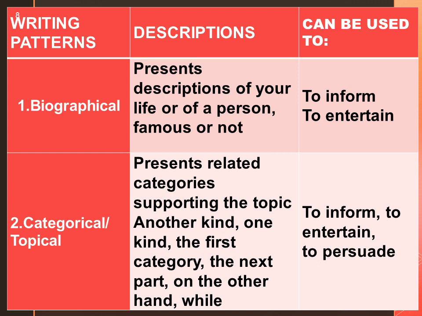Secondly, if we talk about categorical or topical writing patterns, we are talking about categories, typologies. So we try to look at the following keywords. Another kind, one kind, the first category, the next part, on the other hand, and we also have the word while. There are a lot of clue words for categorical or topical, and these are just a few. This is usually used for informing, entertaining, and persuading.